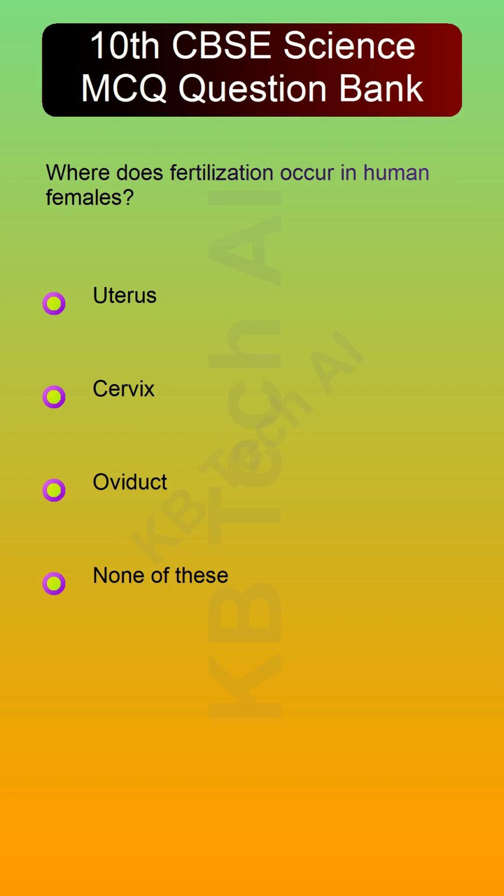Where does fertilization occur in human females? Option 1, uterus. Option 2, cervix. Option 3, oviduct. Option 4, none of these.